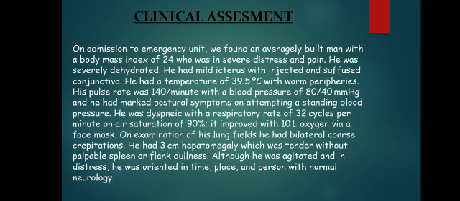He was dyspneic with a respiratory rate of 32 cycles per minute and an air saturation of 90%. It improved with 10 liters of oxygen via face mask. On examination of his lung fields, he had bilateral coarse crepitations. He had a 3 centimeter hepatomegaly, which was tender, without palpable spleen or flank dullness. Although he was agitated and in distress, he was oriented in time, place, and person with normal neurology.